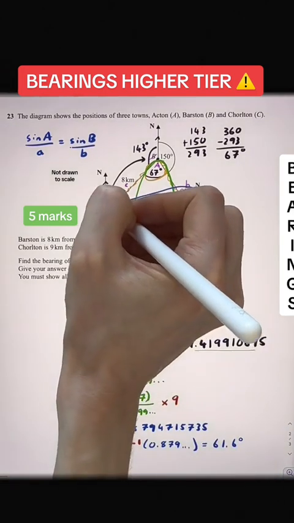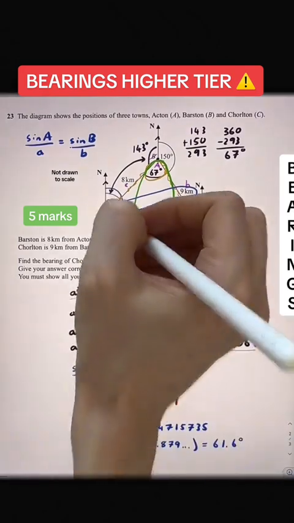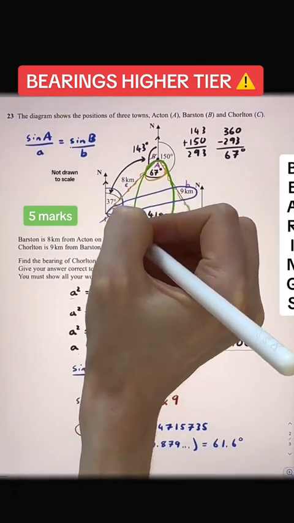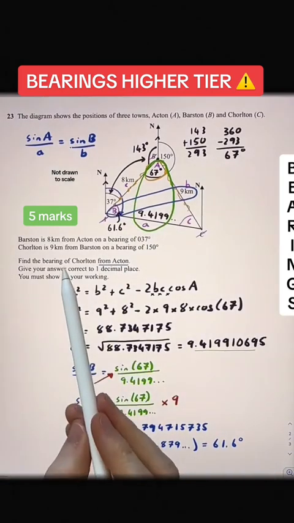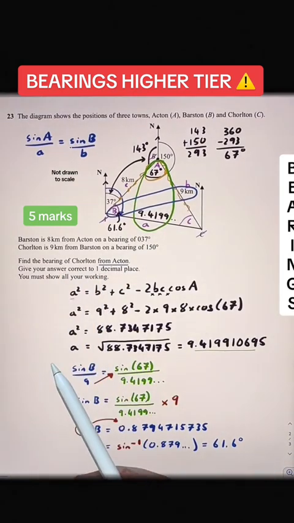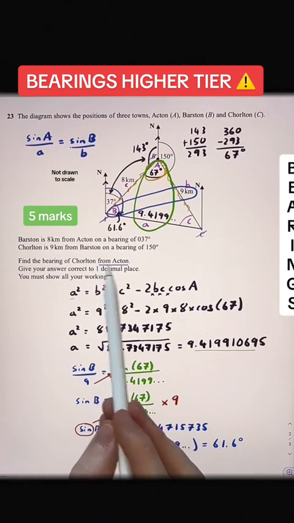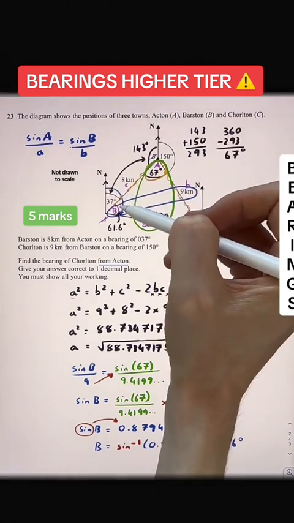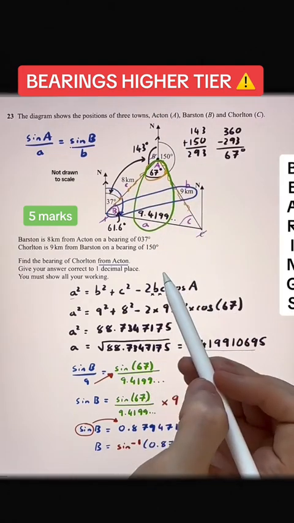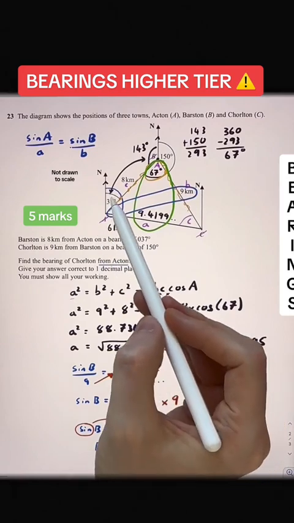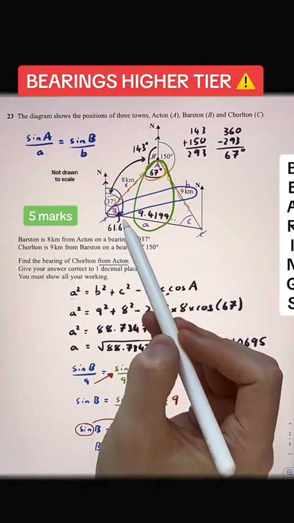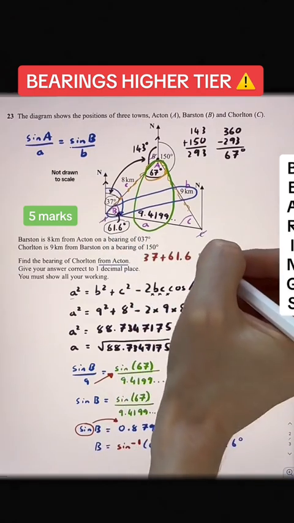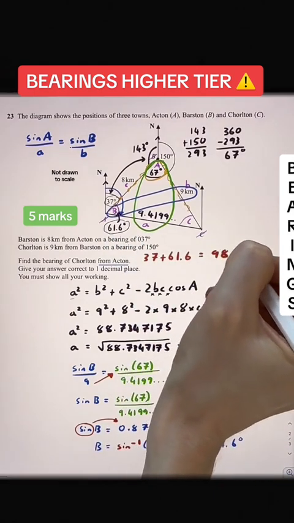Returning to my diagram, I can now label that angle as being my 61.6 degrees. Returning to the question, we were asked to find the bearing of Chorlton from Acton. With bearings, again, we always start from the word "from". So from A, we always go north, and we measure clockwise until we reach the line of C, which is Chorlton. Hence, the bearing is 37 degrees plus the 61.6, which equals 98.6 degrees.